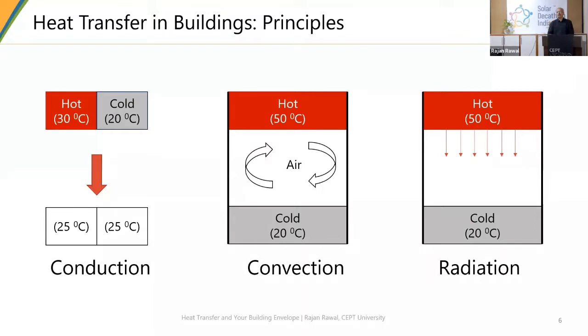Versus when you are looking at convection, a really hot side at 50 degrees, a cold side at 20 degrees, and if that has air inside, or rather moving air inside, the air will try to take the heat off the hot block and transfer it to the cold block, and ultimately both will attain the same temperature. Similarly, radiation works, as I mentioned earlier, where it's a surface property which comes into play.